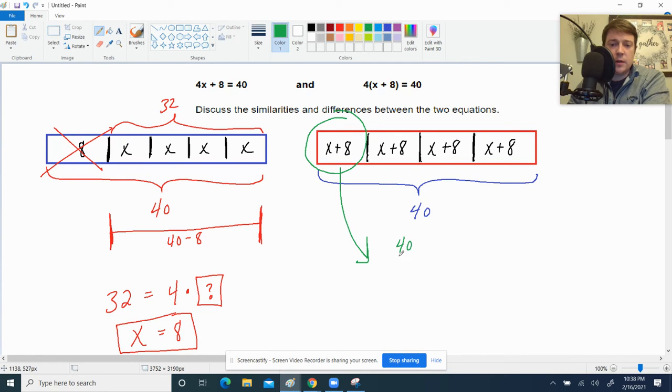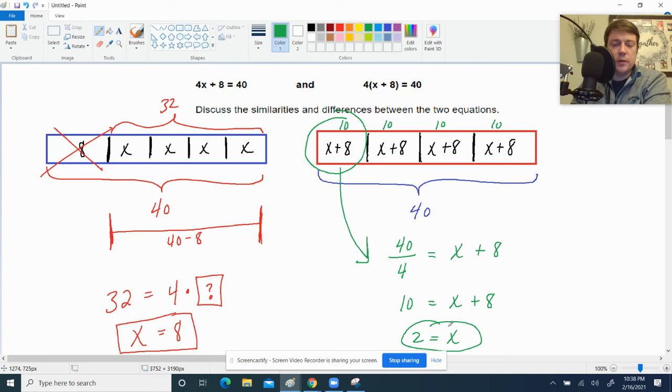If I took 40 and split it up into 4 equal parts, right? 10, 20, 30, 40, then that means that every one of these is 10 long, right? So 40 divided by 4 is equal to x plus 8, or 10 is equal to x plus 8. And I know that x would have to be 2 in that scenario to make that true. So x is 2 for this equation. I reasoned through it with my tape diagram.